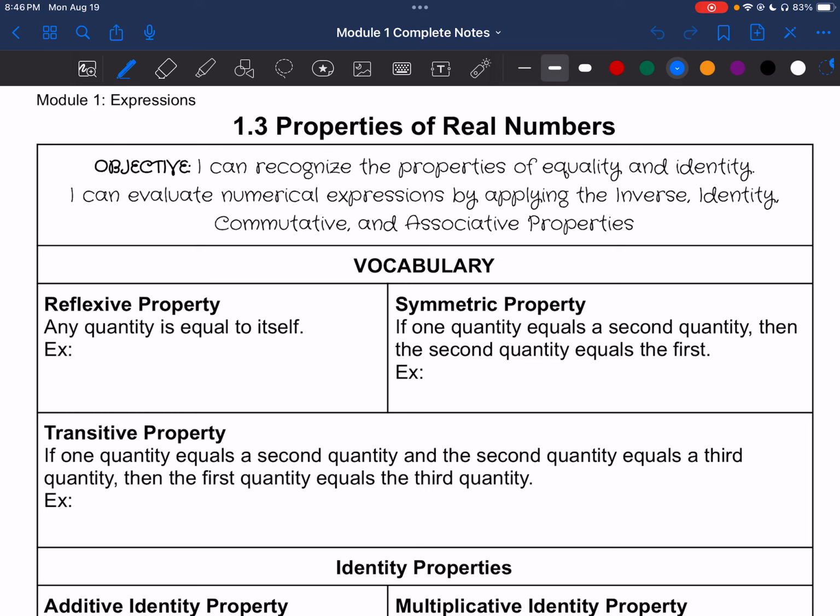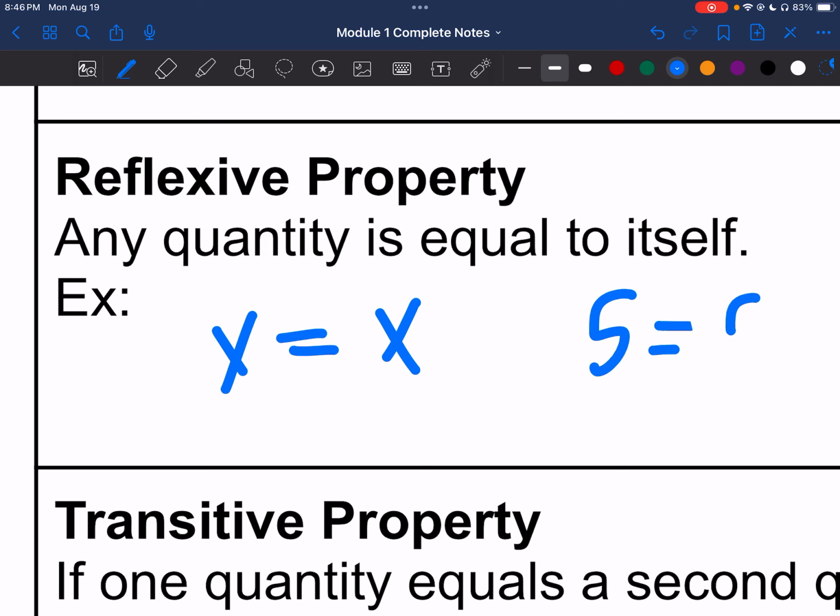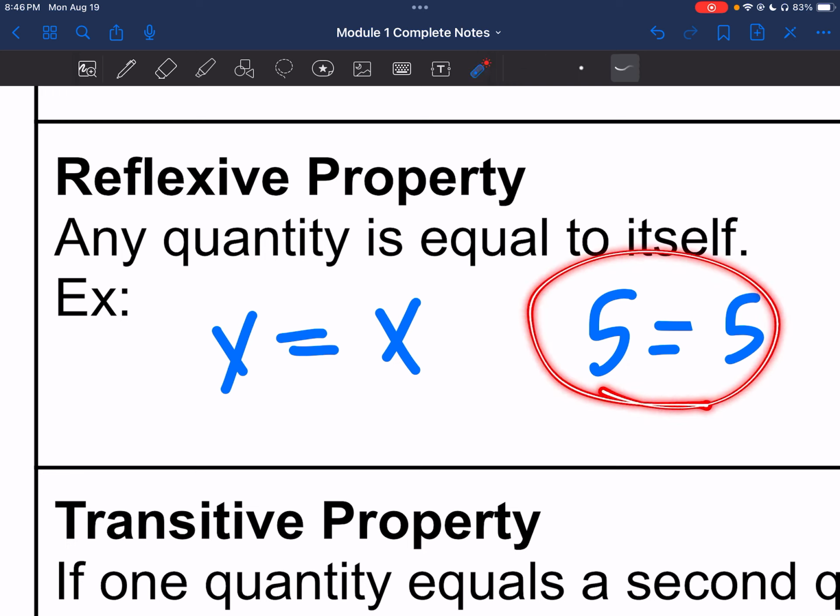Today is going to be a very vocabulary-heavy day where I'm giving you properties and you are looking at examples of what that means. So let's start off with the reflexive property. What this means is that any quantity is equal to itself. So x is equal to x. 5 equals 5. When we get this in a solution, this is usually what happens when we are checking our work. We're going to get something like 5 equals 5. And if that is the case, that means that our equation is true. The value we substituted in is truthfully the value that is the solution.